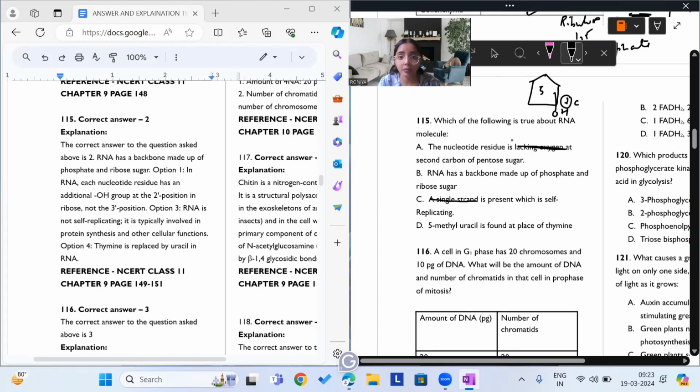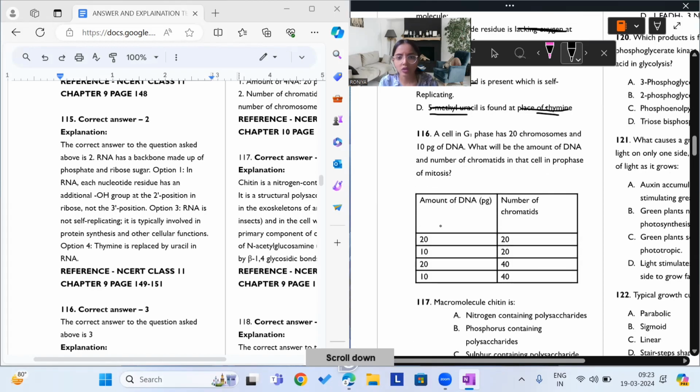Now see, in RNA we have ribose with oxygen at the second carbon, but in DNA, we do not have oxygen on the ribose at second carbon. That is why DNA has deoxyribose. 5-methyl-uracil is found in place of thymine. 5-methyl-uracil and thymine are the same. So thymine is also known as 5-methyl-uracil. So this is also an incorrect statement, because in RNA we do not have thymine, we have uracil. So answer to this question is option number 2. I hope it was clear. Moving on to question 116.